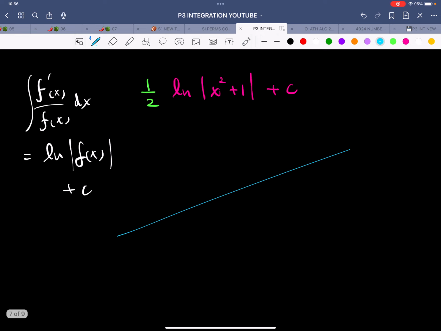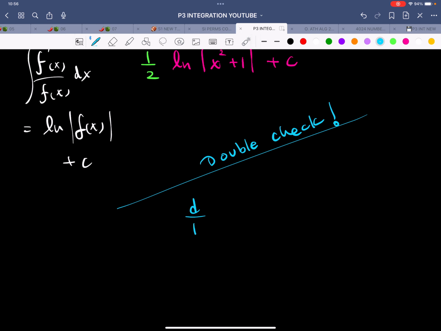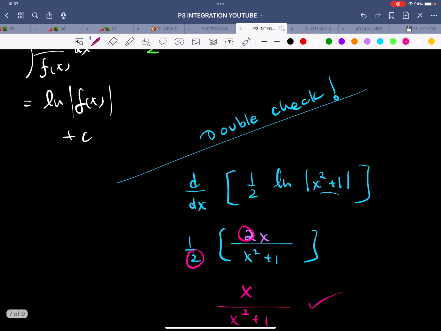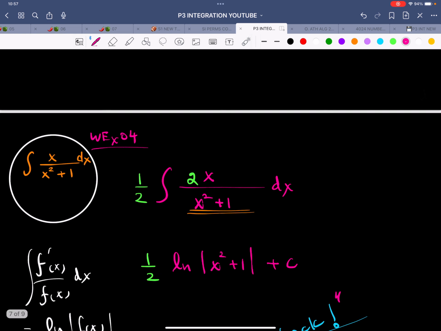Now just over here, a double check to give you a clear-cut idea: if I differentiate this, the derivative of half ln of x square plus 1 plus c, you can just ignore the c because the derivative of a constant is 0. So half remains as it is. X square plus 1 goes down. The derivative of x square plus 1 is 2x, that goes up. And this 2 and this 2 cancel out, and you are left with x over x square plus 1. And that is double checking it even before the examiner does it.